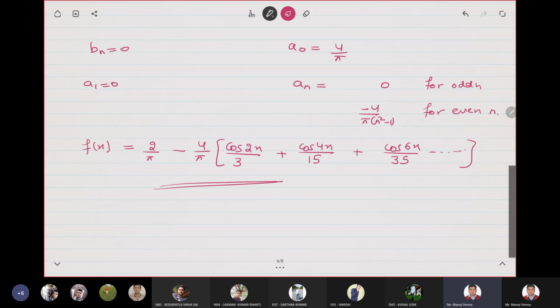Or in other words, what you can say is, if you plot this function, if you superimpose all these cosine wave functions, then the output of this whole function, this whole fx, will give you an output resembling the output of a full wave rectifier.